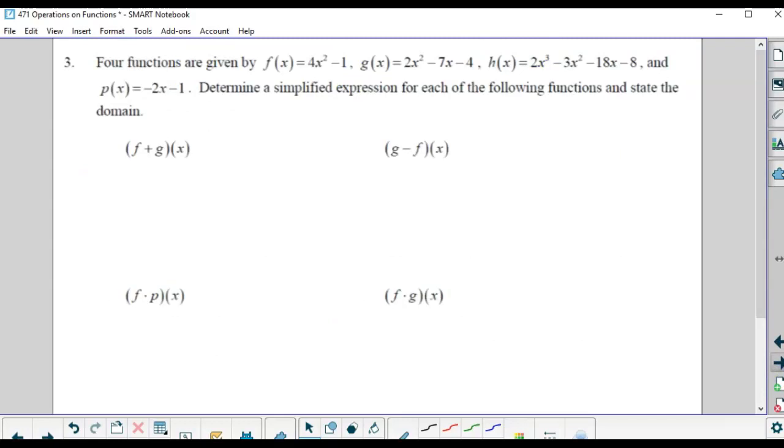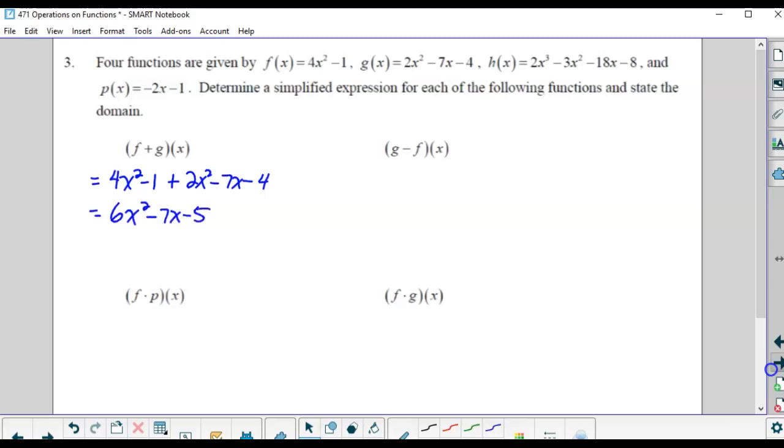Now we've got some equations, f, g, h, and p. Determine a simplified expression for each of the following and state the domain. So this is going to be 4x squared minus 1 plus 2x squared minus 7x minus 4. Collect like terms.